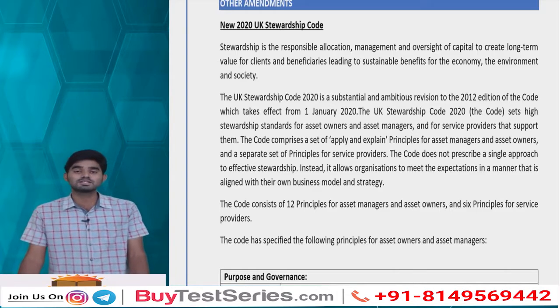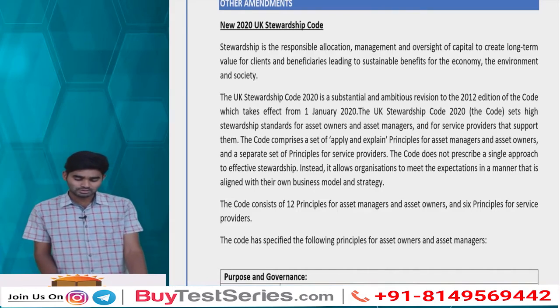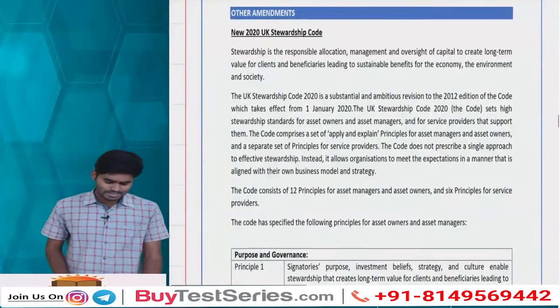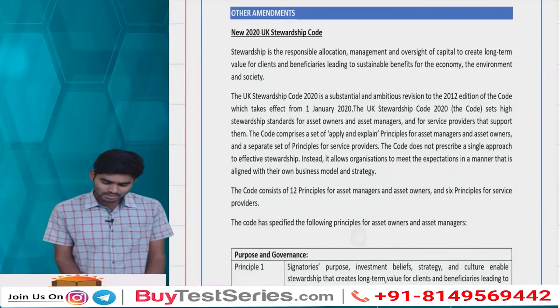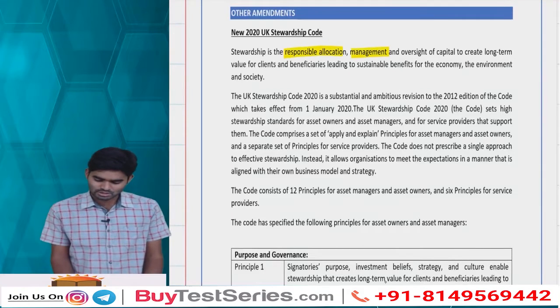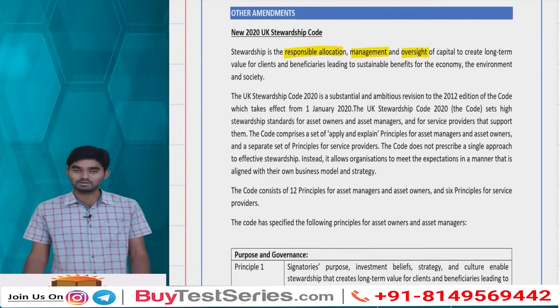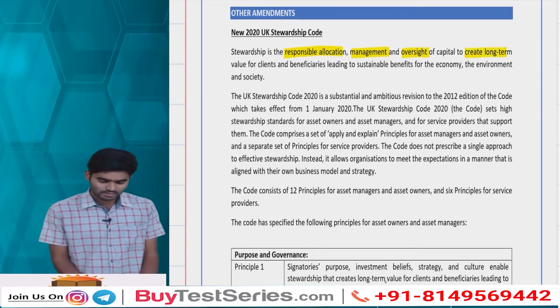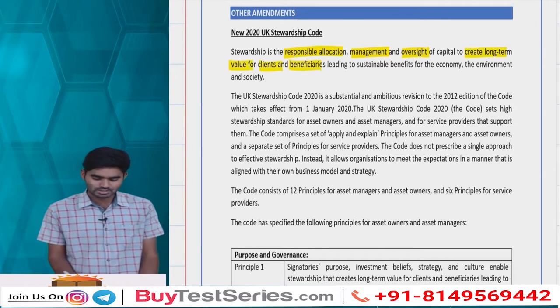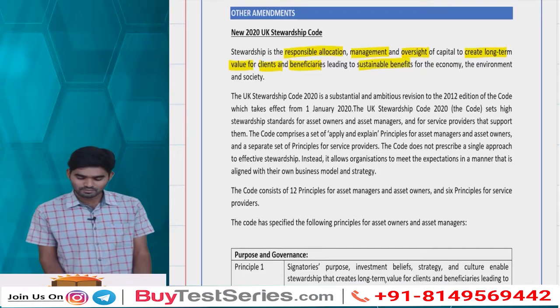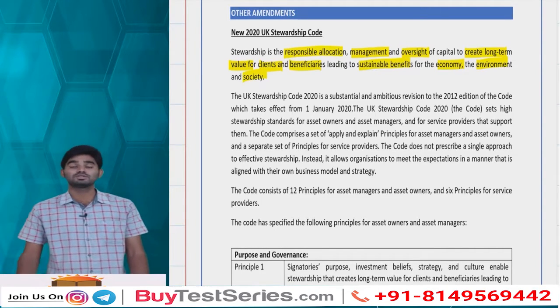They have revised existing guidelines, existing principles, and they have come up with the revised 2020 principles with regard to stewardship. Clear, everyone? So what it says, stewardship is the responsible allocation, management and oversight of capital to create long-term value for the clients and the beneficiaries, leading to sustainable benefits for the economy, then to the environment and ultimately to the society.